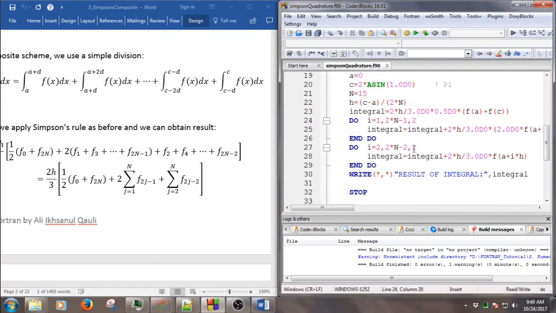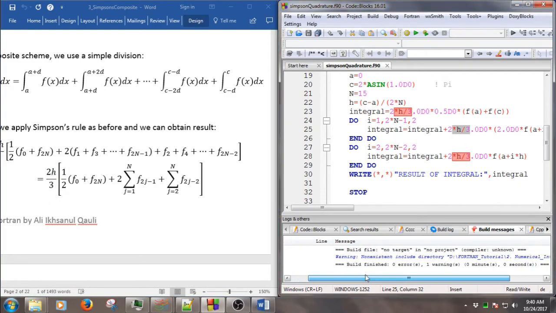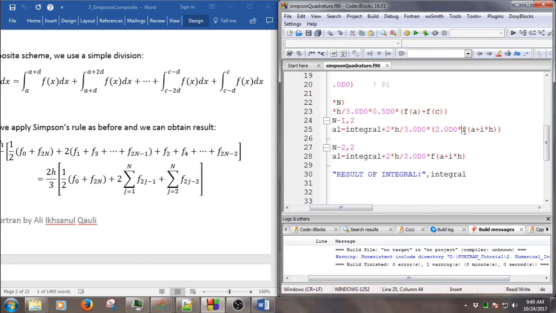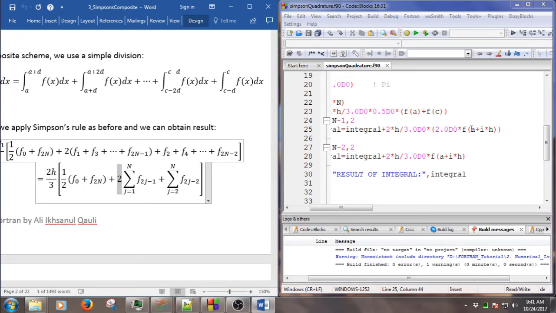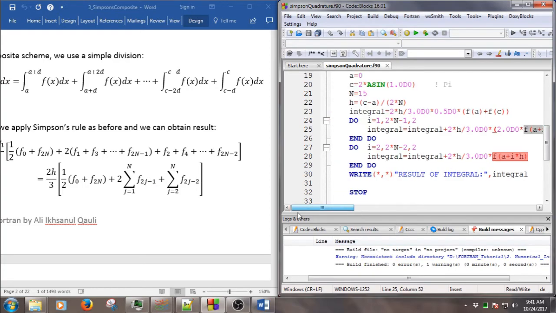And the next part is the loop part here. We use a similar expression as we have here. The new integral will be the old integral, remember, the integral is the variable to store the result, plus 2h over 3. 2h over 3 is basically this part. We include it into the calculation as well, and multiply with 2 here, multiply with f at a plus i h. So the i will run from 1 to n minus 1 with step size of 2, right?